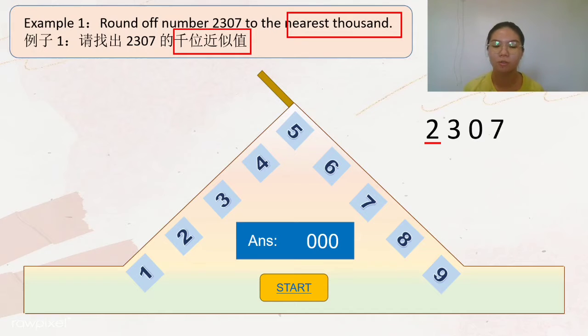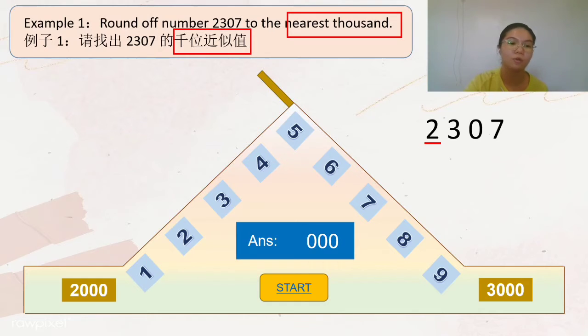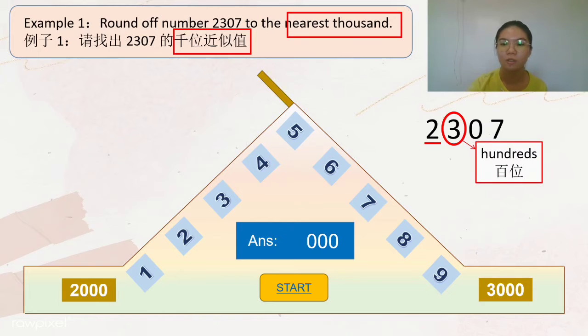So I wrote 000 there. And from here we know that the answer will either be 2000 if we do not round up, or 3000 if we round up. So I jot down the numbers there. Next we look at the next digit after the rounding place, which is also the decision place. The next place is the 100 place, and the digit is 3.